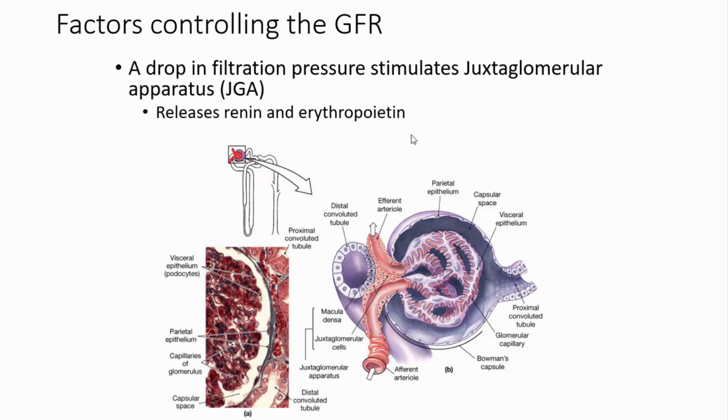Now, we've already learned about erythropoietin in a couple of systems. Erythropoietin stimulates the bone marrow to start to produce more red blood cells. So if your filtration pressure is down, that could be because of a loss of blood. That's why we're secreting the erythropoietin, to make more red blood cells. The renin is going to be part of what's called the renin-angiotensin-aldosterone system, and that is going to help raise blood pressure through vasoconstriction.